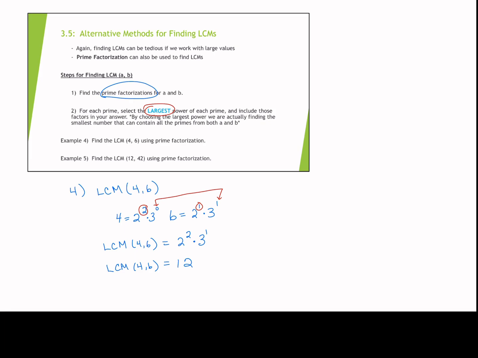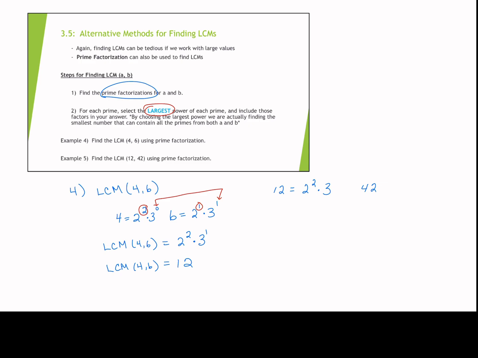Let's try the last example that we see here on the slide, example number 5, where we're asking to find the LCM for 12 and 42. Once again, our first task is to write both 12 and 42 in prime factored form or in their prime factorizations. So 12 we know is going to be 2 squared times 3. So again, if you want to pause here and just verify that we've got the prime factorization for these values, please go ahead. But we're going to do the same thing for 42.